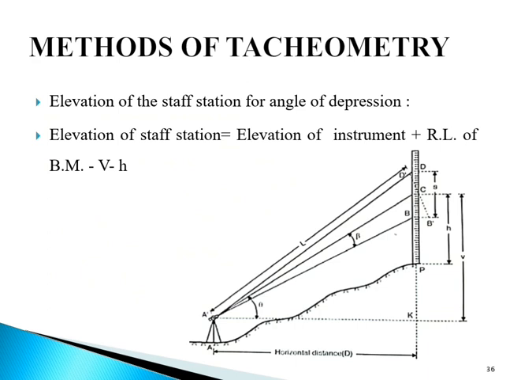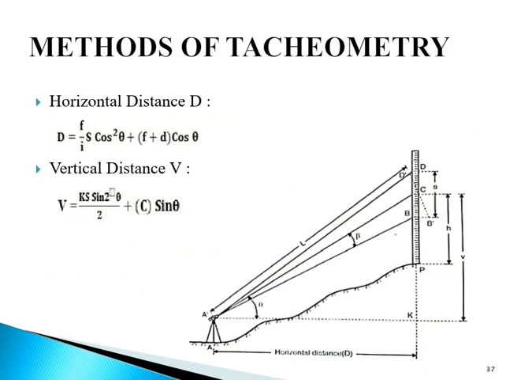And if we talk about the elevation of the staff station for the angle of depression, the elevation of the staff station is equal to the elevation of the instrument plus RL of benchmark, or say reduced level of benchmark, minus V minus small h. So if we talk about horizontal distance, say capital D, it is given by (f/i) s cos²θ + (f + d) cos θ, and vertical distance V will be given by (ks sin 2θ)/2 + c sin θ.